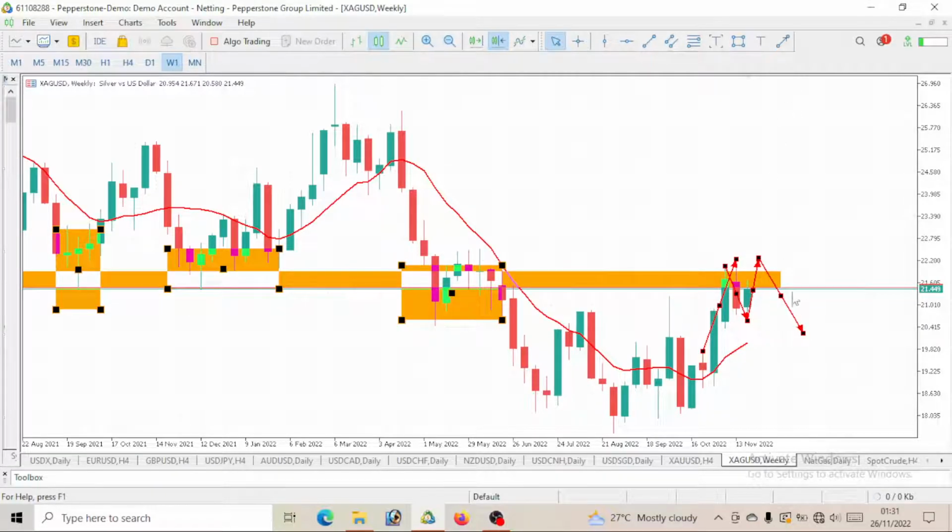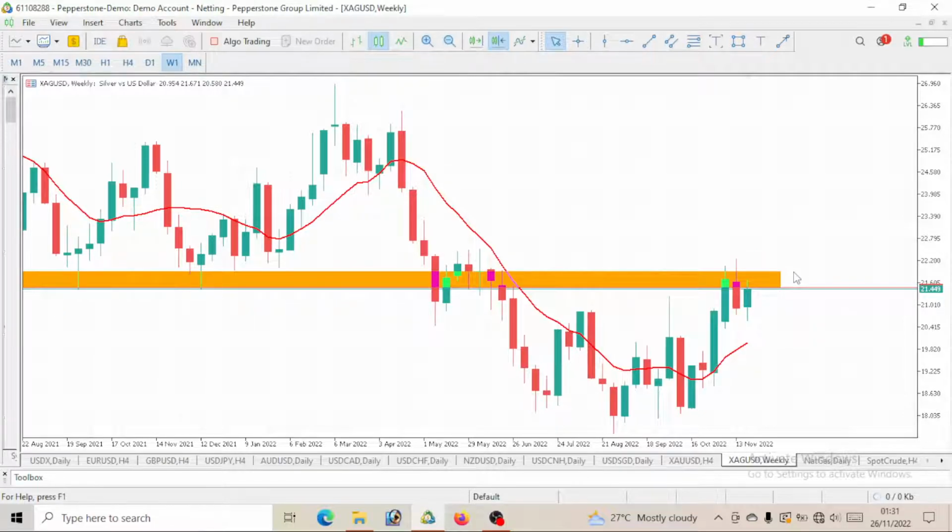Let's see if this price can make it to a level of $22 or 22.200 before we see that drop. So for this week, right, we would want to see this silver actually roll up to a level of this 20.